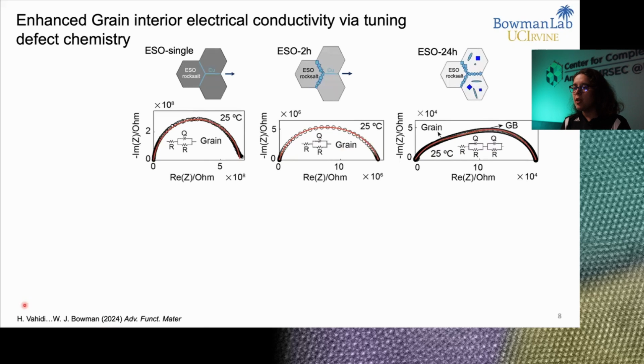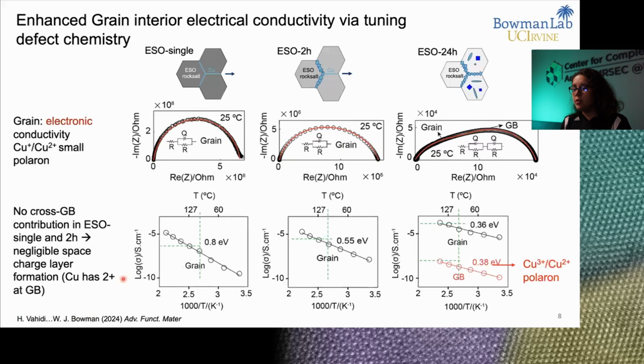So when you look at the conductivity plots, you have log of conductivity as a function of inverse temperature. You see that your activation energy for the single phase is 0.8 electron volts, and then you go to lower values of 0.55 and 0.36 for the grain. Your grain boundary conductivity in the 24-hour specimen has a very similar activation energy.